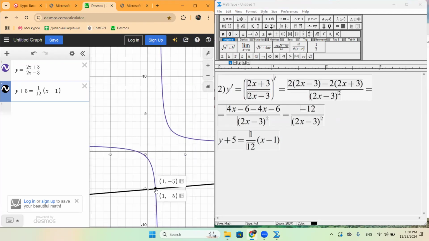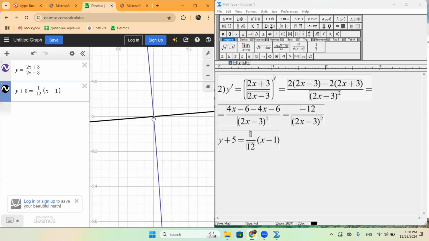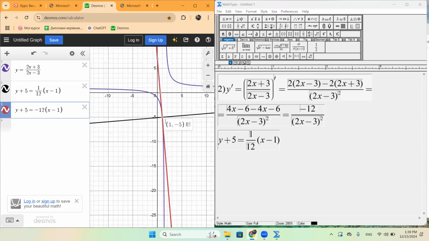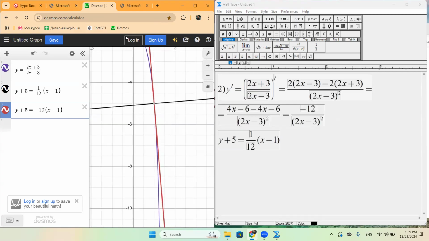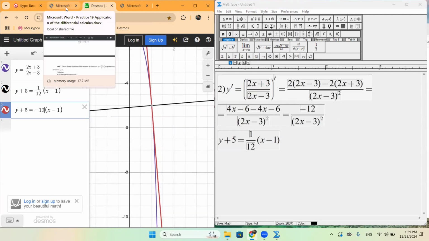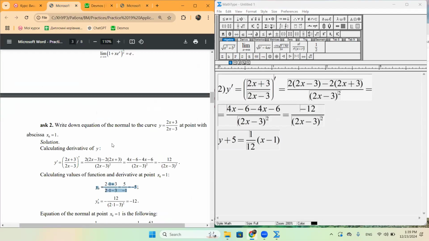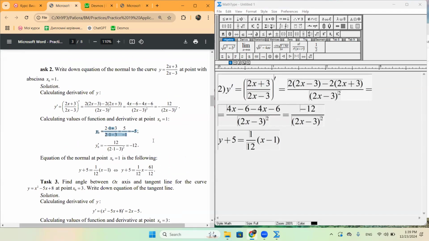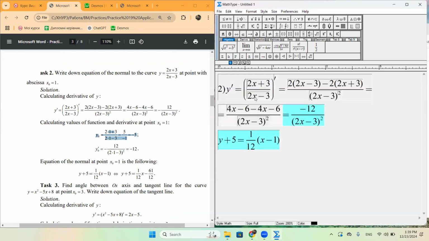Yeah, this is normal, so not tangent, but normal. As we can see, it is perpendicular. And by the way, what about the tangent line? It looks like this, so it is perpendicular to the normal. But we will find the equation of the normal straight line, or the tangent straight line, in task number 3. Any questions about this task? No questions. Okay.